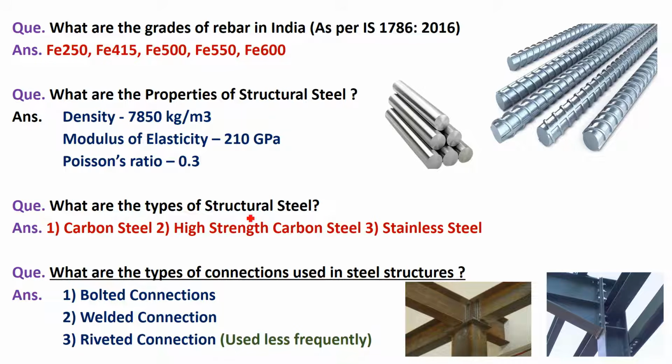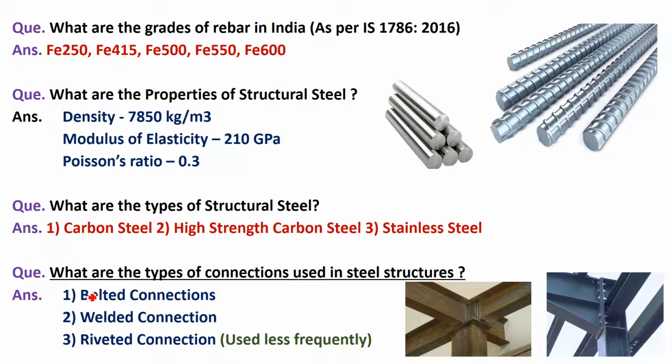Different types of structural steels are carbon steel, high strength carbon steel and stainless steel. Many times students get confused. Whenever this question is asked, what are the types of structural steel, students reply Fe250, Fe415, Fe500. Please remember, these are the grades of rebar, not types of structural steel. Structural steel is of 3 types: carbon steel, high strength carbon steel and stainless steel.